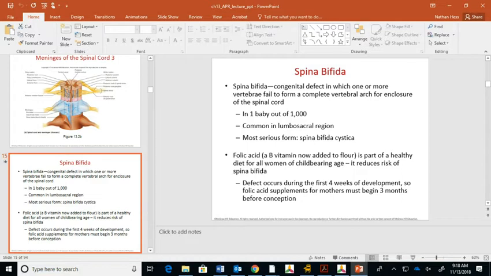So the defect occurs during the first 4 weeks of development, and most ladies don't even know they're pregnant at that point, because it's usually the missing of your period that makes you say, oh boy, I must be pregnant. But the pregnancy has already been going on for a couple of weeks at that point, right? So if you know you're going to get pregnant, they encourage you, hey, start these supplements months beforehand so you have a buildup and an excess of that folic acid, so you're not worried about that.